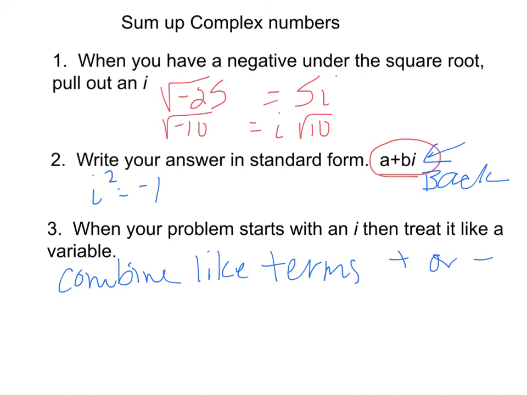Anytime you have an i squared, it's negative 1 when you multiply. The kicker is when you do your division, that is whenever you multiply by the conjugate.